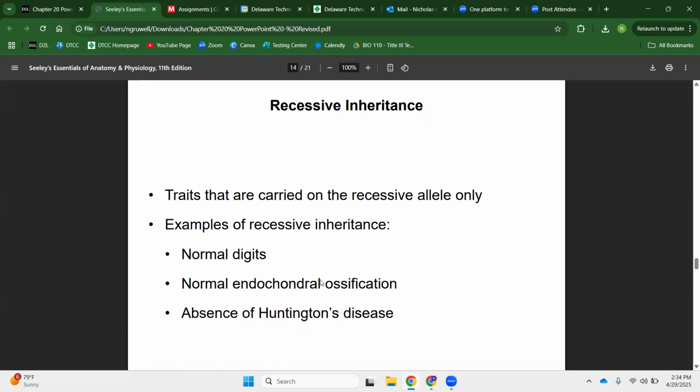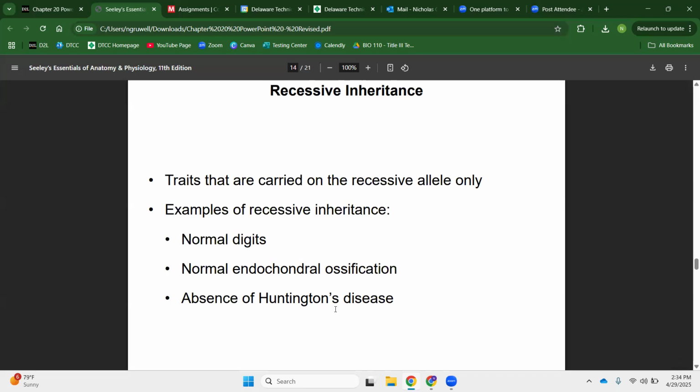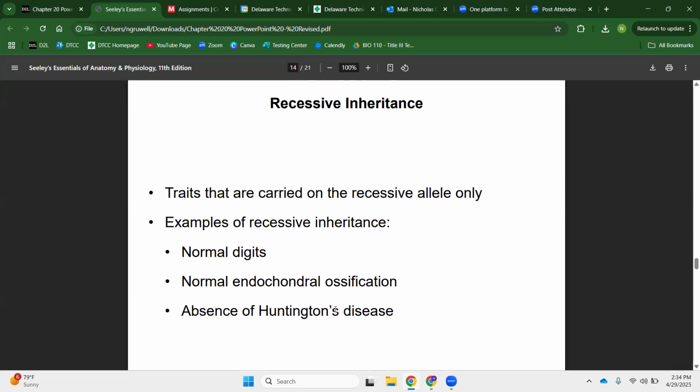Now, recessive inheritance is a little more tricky because recessive traits can hide in our heterozygous genotype. But there are some really important recessive traits like normal digits, normal bone formation, and not having Huntington's disease. So dominant doesn't necessarily mean that it's the better gene, it just means it's the one that's going to show through.